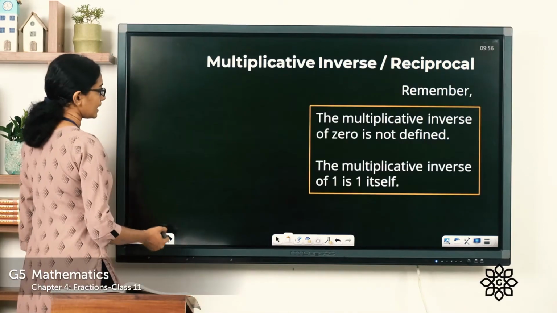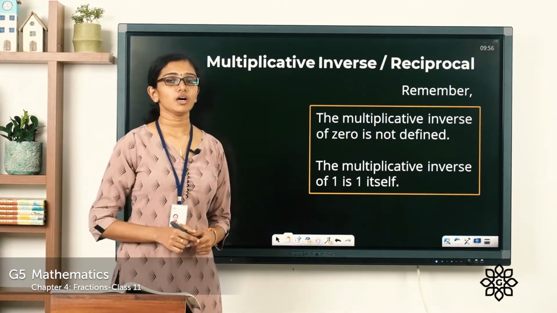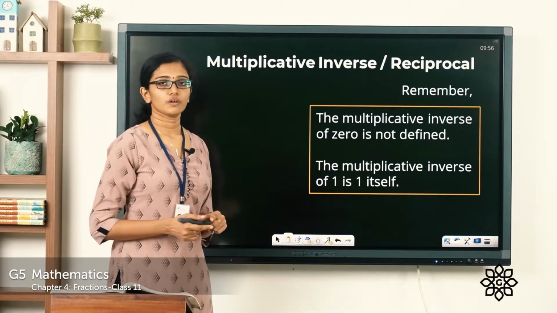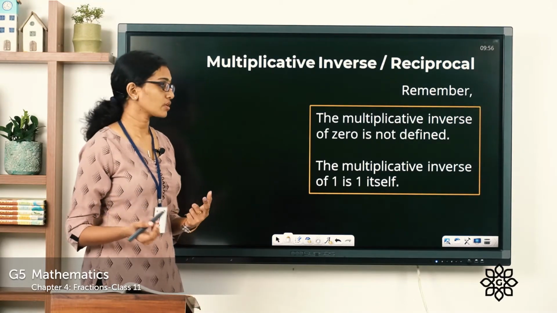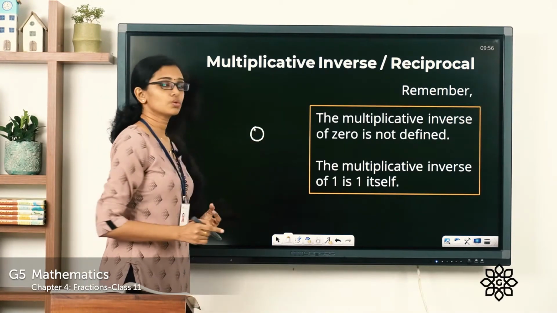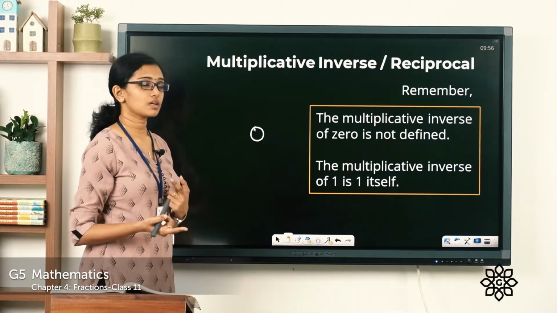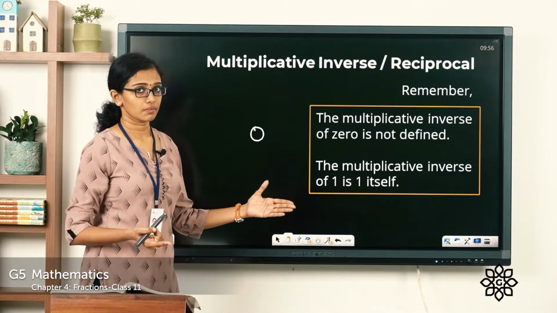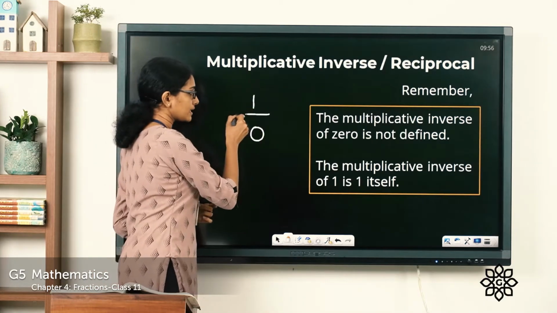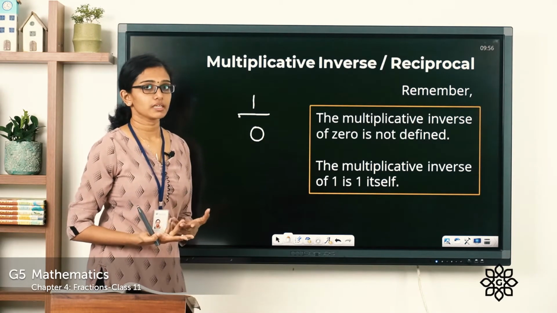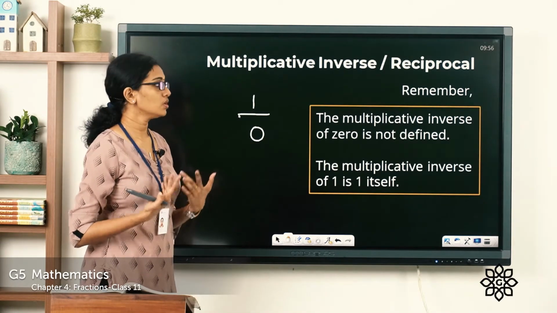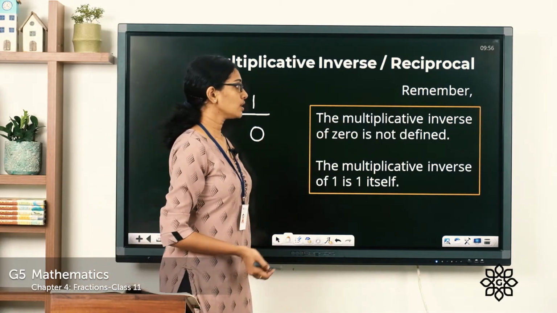So, just keep in mind that, and remember the multiplicative inverse of 0 is not defined. Why? Because you have the number 0. When you take the multiplicative inverse, that would be 1 by the given number, right? So, can we write 1 by 0? No, a division by 0 is not defined, that we know. So, we can say the multiplicative inverse of 0 is not defined.